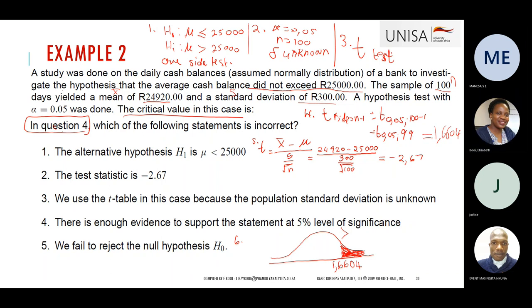Now let's make a decision. Minus 2.67 falls somewhere on this side. If in the middle it's zero, we know that it will fall in there. Do not reject is this side, and reject the null hypothesis is that side. So what is our decision? We do not reject the null hypothesis. We fail to reject the null hypothesis at alpha of 0.05.